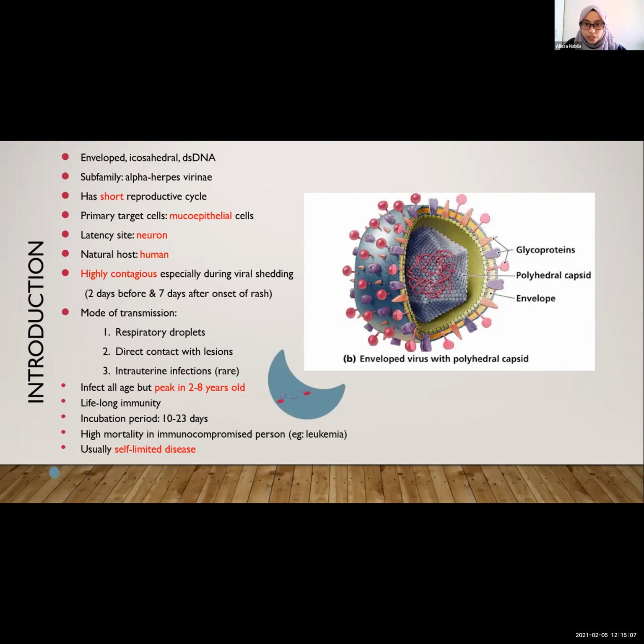It infects all ages, but the peak incidence is among the pediatric population, and it gives lifelong immunity. So once a patient has been infected with chickenpox, it is less likely for them to get a second chickenpox. However, it can occur. The incubation period is around 10 to 23 days. It has high mortality in immunocompromised patients, for example patients with leukemia, any transplantation event, or prolonged corticosteroid therapy. Usually it is a self-limited disease, so we treat symptomatically because it will resolve spontaneously.